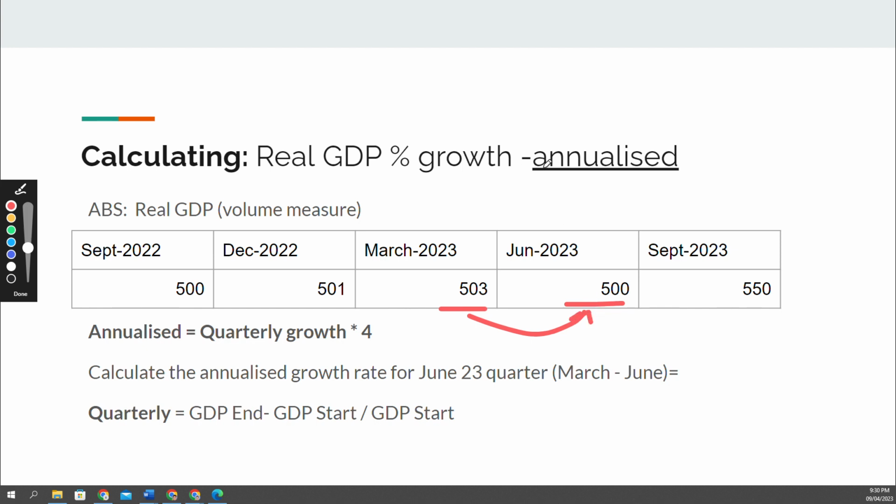Now, to turn that into an annualized growth rate, all we do is times that by 4, so we get negative 0.6% times by 4, which equals, you could do this without a calculator, negative 2.4%. That's our annualized growth rate for the June 2023 quarter. Hopefully that helps you. Those are the 4 calculations you need.